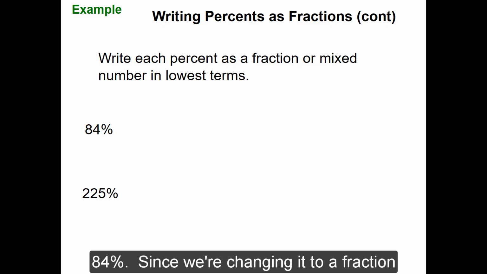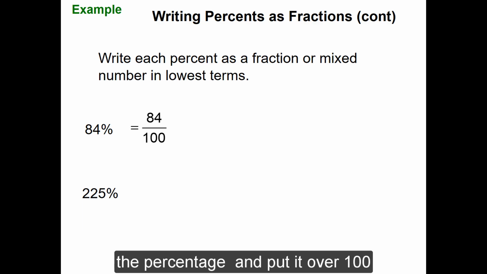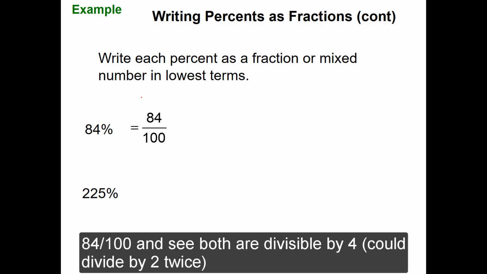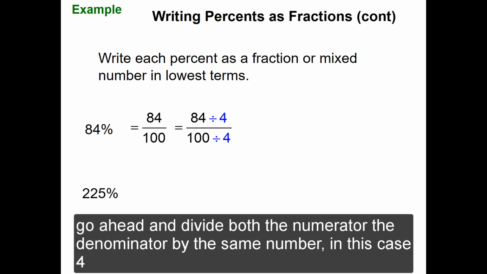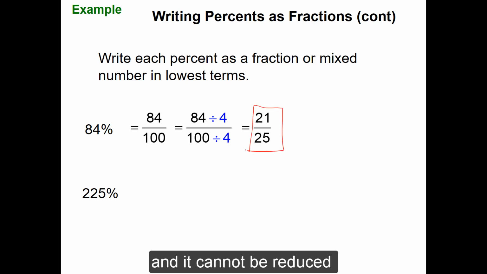84%, since we're changing it to a fraction or mixed number in lowest form, step 1 will be to take the percentage and put it over 100. I take a look at 84 over 100. I do see that they're both divisible by 4. If you see 2, then you'll do it twice, but in this case I do see that it's divisible by 4. So we'll divide both the numerator and denominator by the same number, in this case 4. We get 21 over 25. It is a proper fraction, and it cannot be reduced any further.